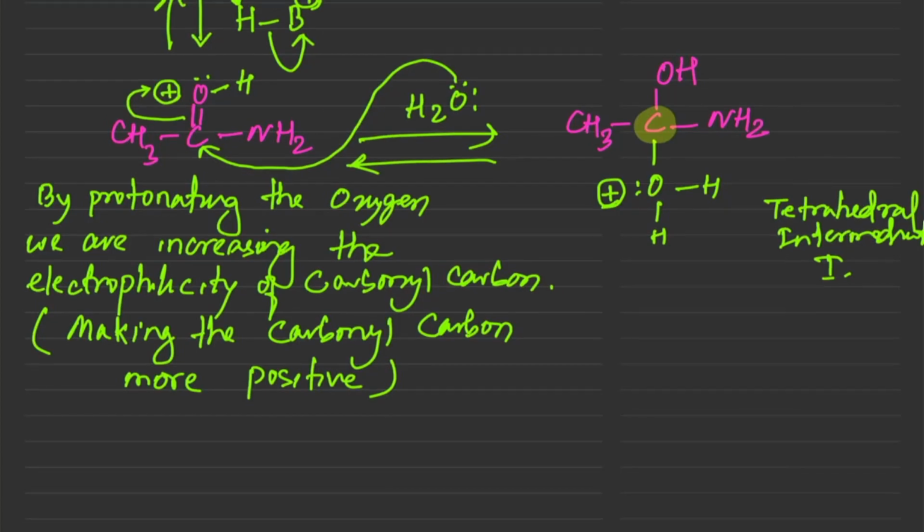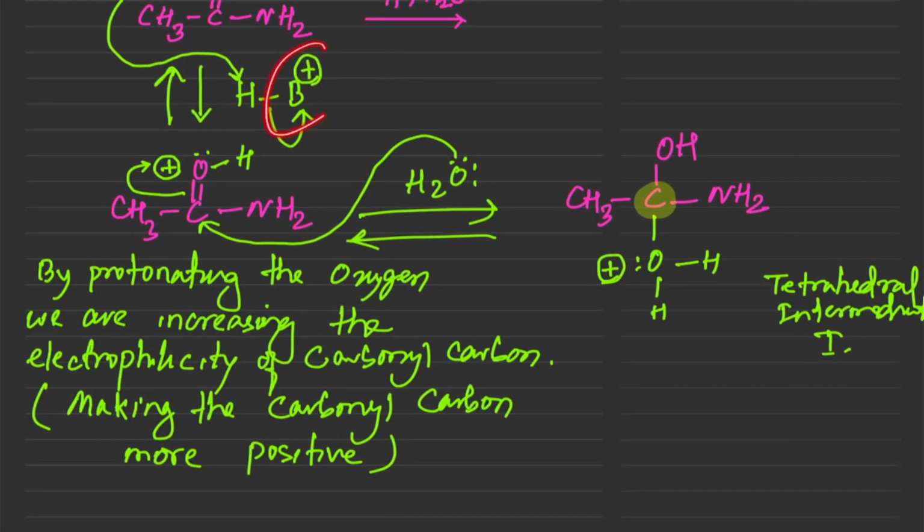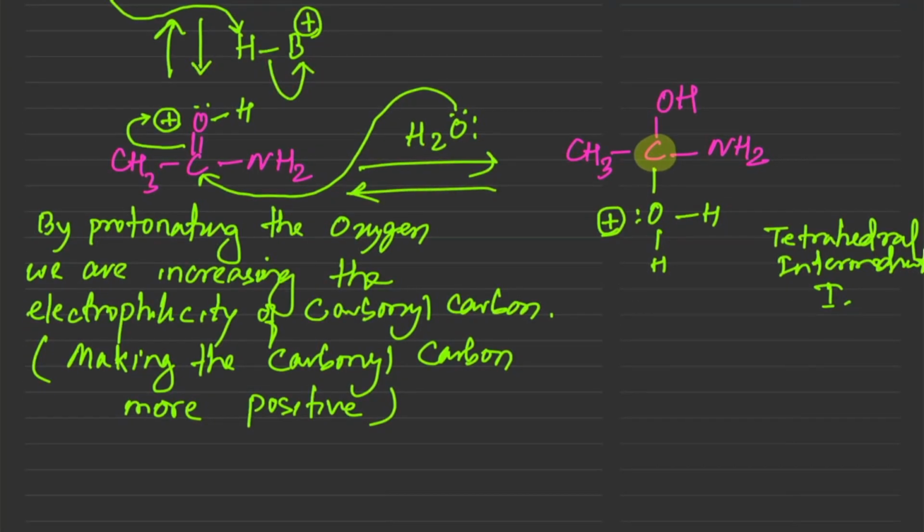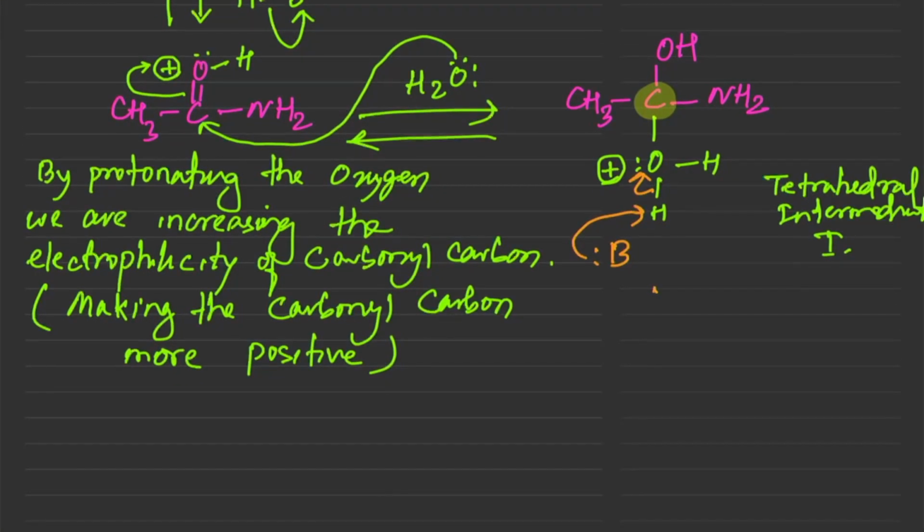So remember, we just created our base here. So there was B here. So anything that could abstract a proton, which in this case is B, would abstract the proton from this positive center. And we will draw our next intermediate, CF3COH, NH2, and now we have our OH.